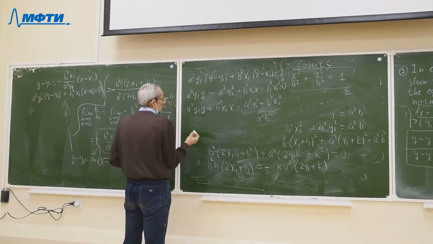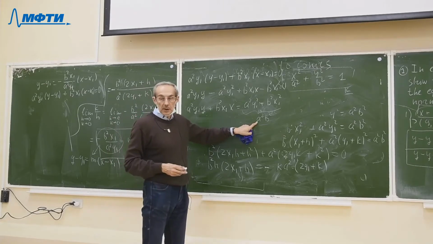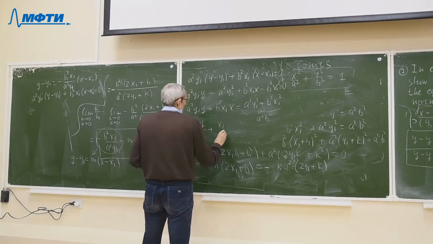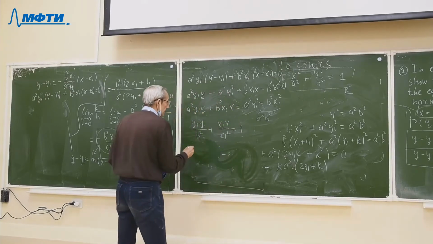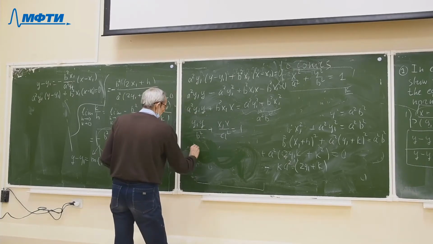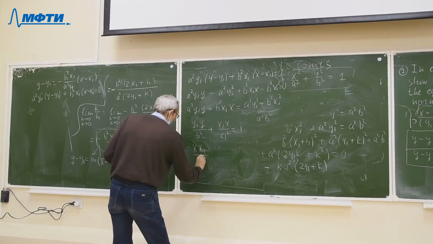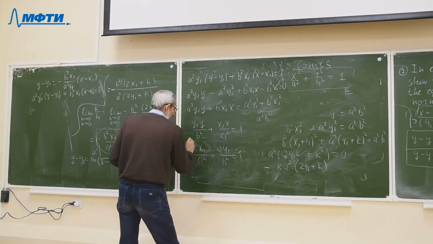Final expression has the following form. If we divide the left side by the right side, we obtain the following formula: y1 y divided by b square plus x1 x divided by a square is equal to 1. And in this form, we obtain the following equation: x1 divided by a square plus y1 divided by b square is equal to 1.